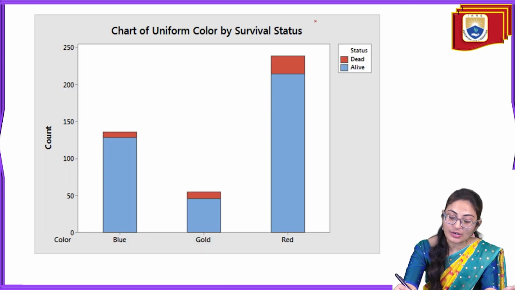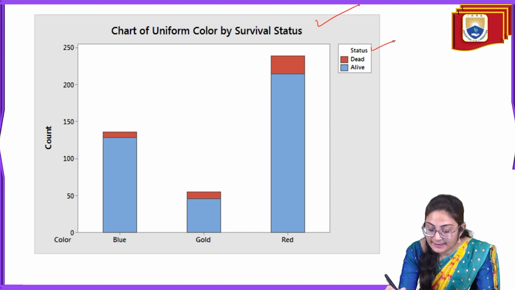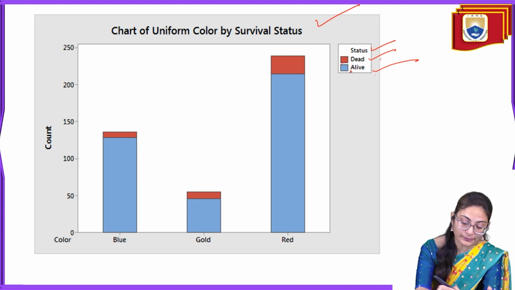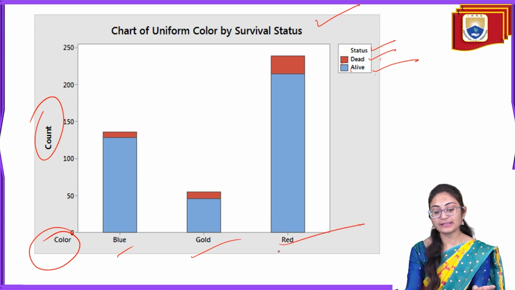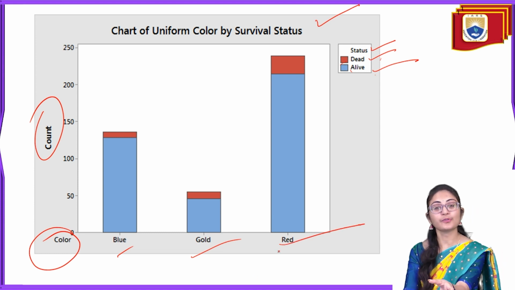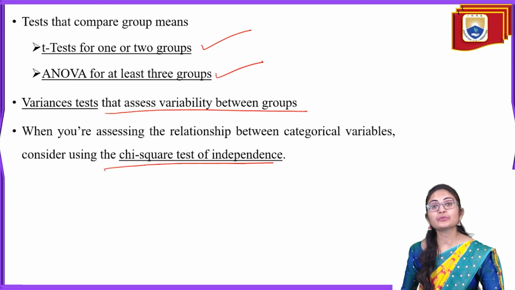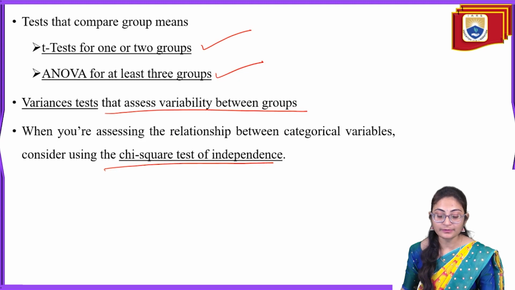Now there is a chart of uniform color by survival status, dead and alive. There are two groups, dead and alive. This is the count, and these are the colors: blue, gold, and red. All of these are shown in the form of the bar graph. This is all about data visualization using the bar graph.